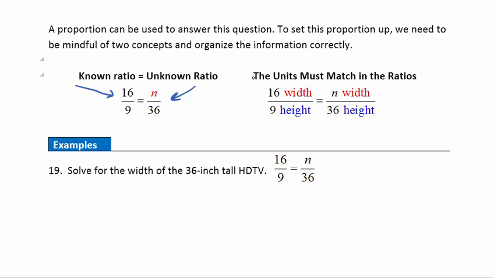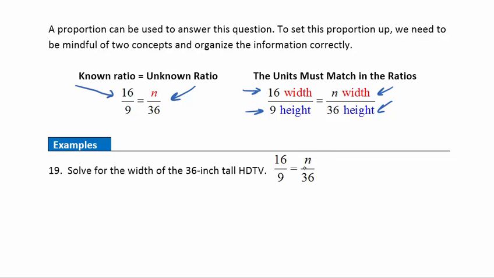The next thing we have to be mindful of is that the units in the ratio or rates must match. So notice here, 16 inches was the width, 9 inches was the height. We want to make sure when we set our ratio up on the other side, we follow exactly the same units: width in the numerator, height in the denominator. Once we're mindful of that and we set up a proportion, now we can solve to determine the width of this television. And the way that we solve proportions most of the time is by using cross multiplication.